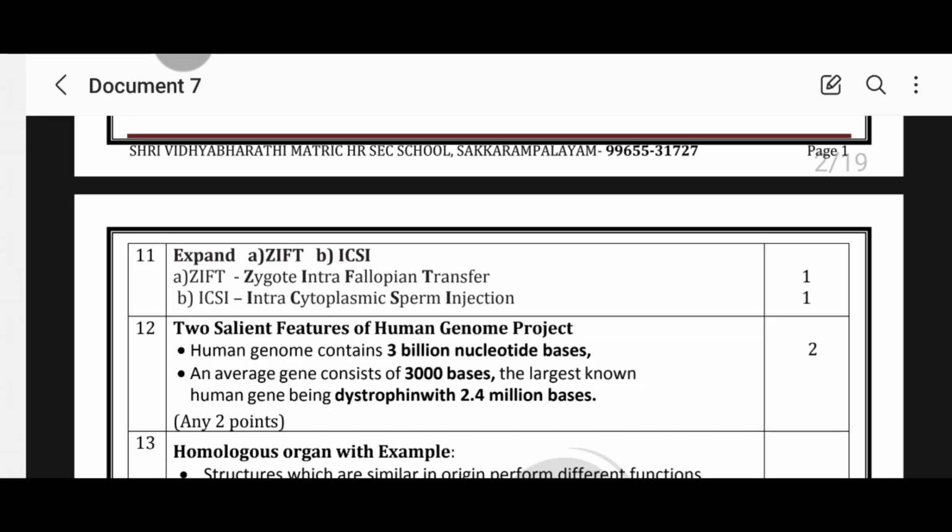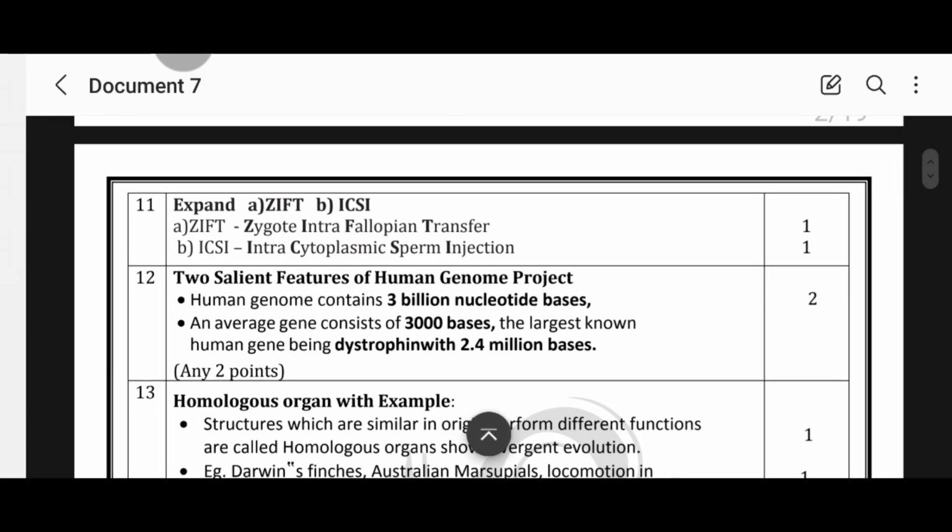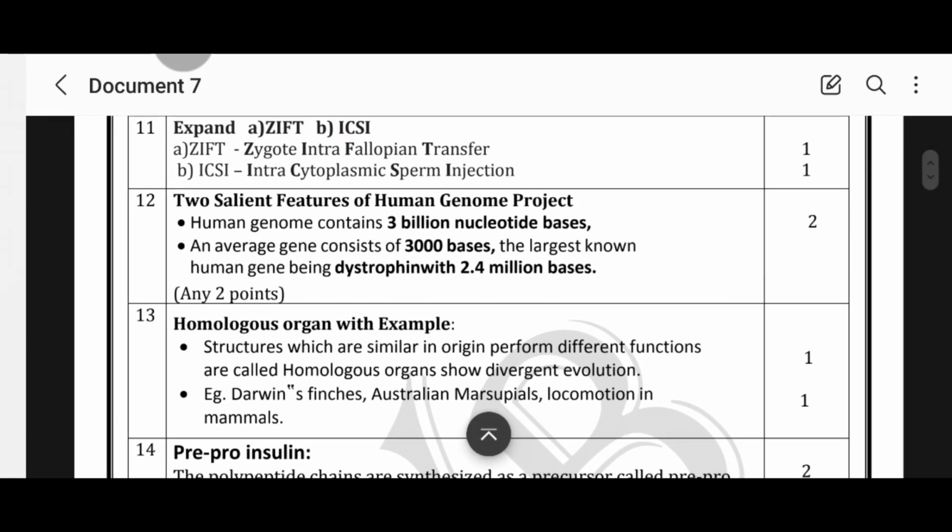The human genome contains 3 billion nucleotide bases. An average gene consists of 3000 bases. The largest known human gene is dystrophin, with 2.4 million bases. We have to write any 2 points for 2 marks. And then question number 13, taken from the homologous organ with example chapter.